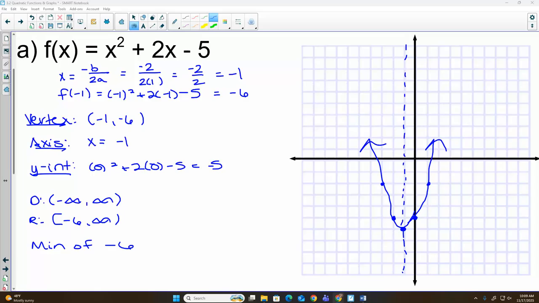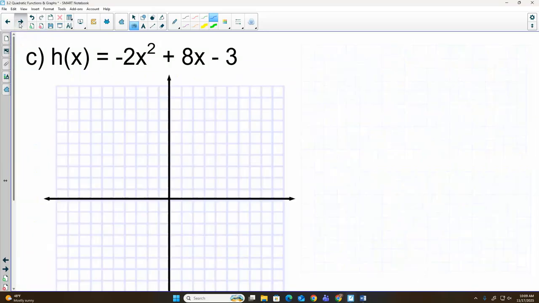I want you guys to try B. So, do the same thing. See if you can find the vertex, axis of symmetry, and y-intercept on that one.